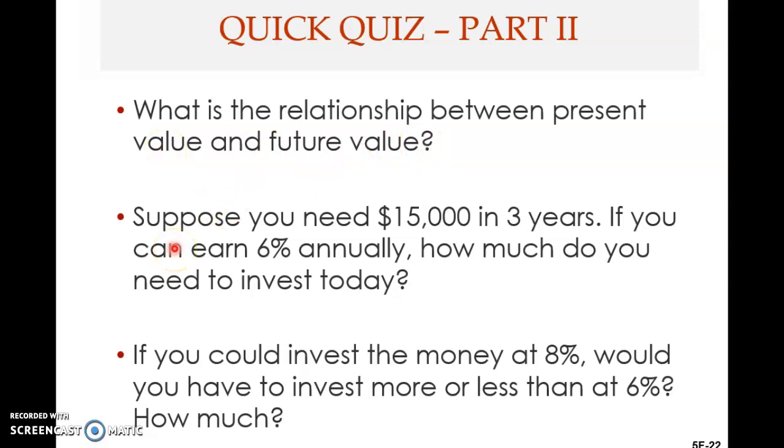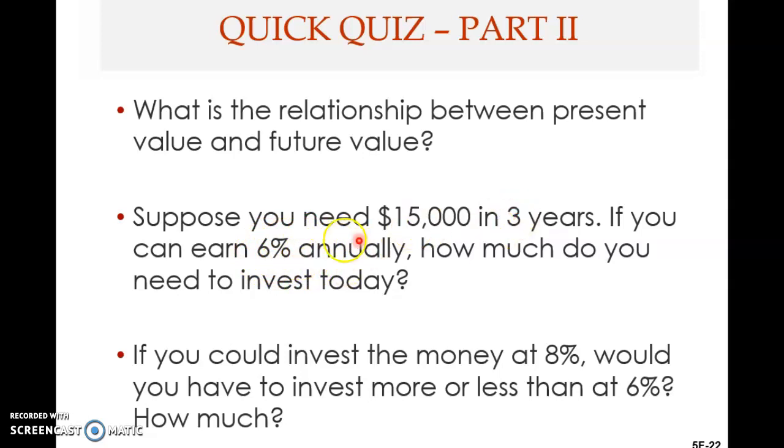Suppose you need 15,000 in 3 years. If you can earn 6% annually, how much do you need to invest today? This is a typical present value problem. Let's look at the three elements that are known in this particular problem. The first one is 15,000. This is future value because this is 3 years from now. This is not now. Therefore it's 15,000 that you need. The term is 3 years, n is 3 years. And interest is 6% annual. This is R.